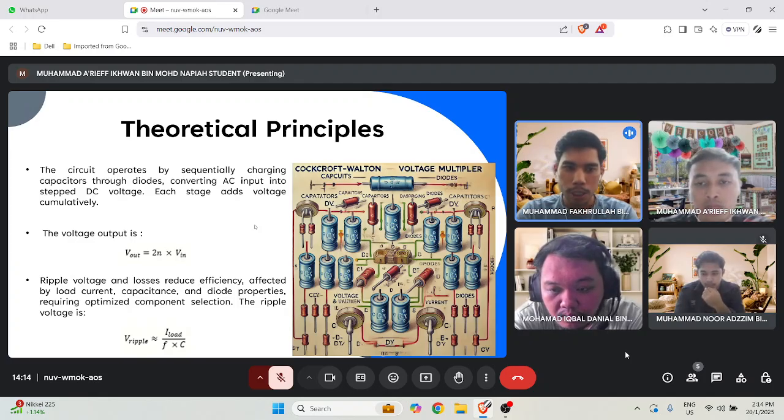Ripple voltage is a small fluctuation in the DC output. It happens because a capacitor can only store a limited amount of charge. The ripple voltage depends on the load current, the capacitor size, and the AC frequency.